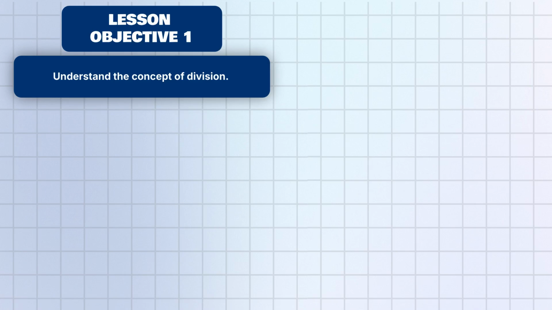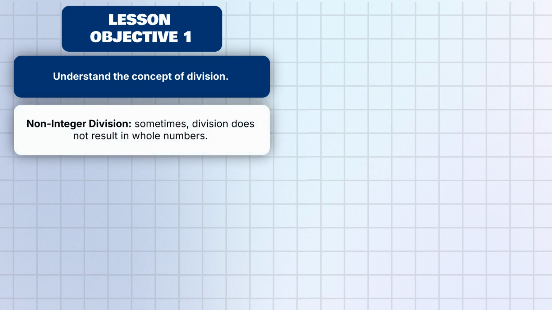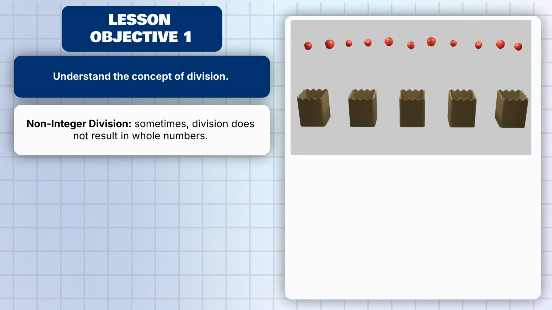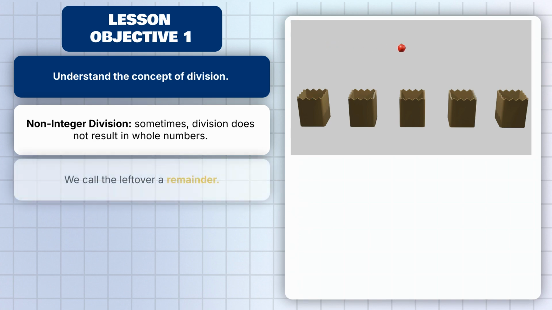Finally, let's note some important details of division. Firstly, the concept of non-integer division. This is that sometimes division does not result in whole numbers. For example, if you have 11 apples and 5 bags. Following the first method, sharing one by one, each bag will get 2 apples, but you will have 1 apple left over. We call this leftover the remainder. In this case, the remainder is equal to 1.